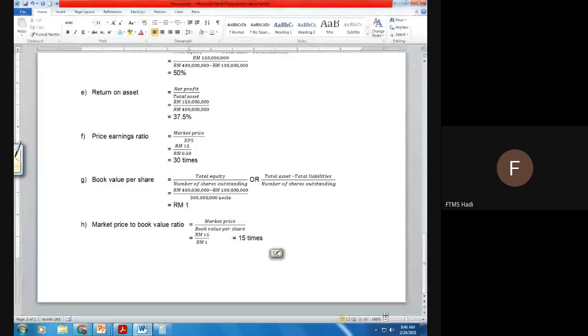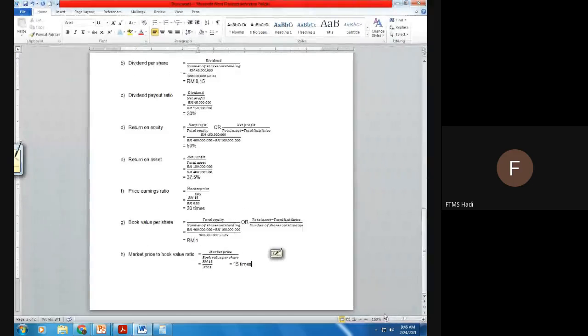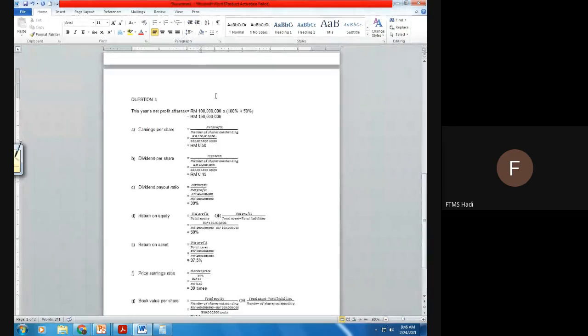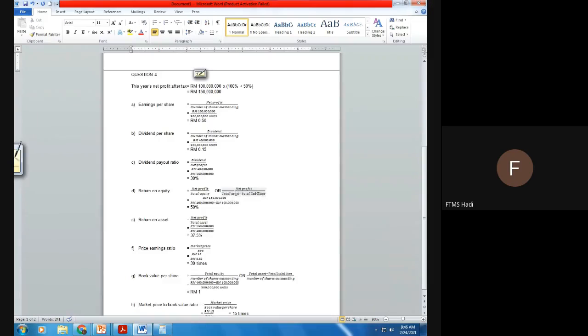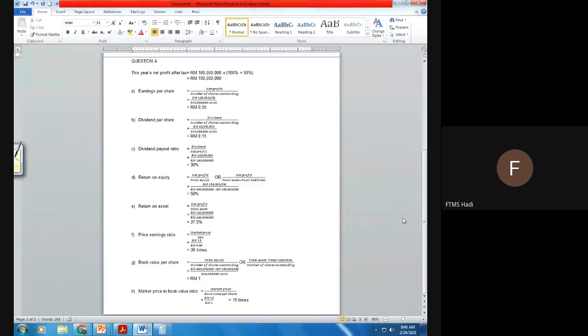Okay, I give you 1 minute to snap the picture. Okay, you can snap the picture or screenshot. Make sure you tangkap. Inilah. You got everything. Okay, let me know if you're done. Screenshot or snap the picture. Done, sir. Okay, kalau you guna laptop, control alternate print screen ataupun guna snipping tool lah.